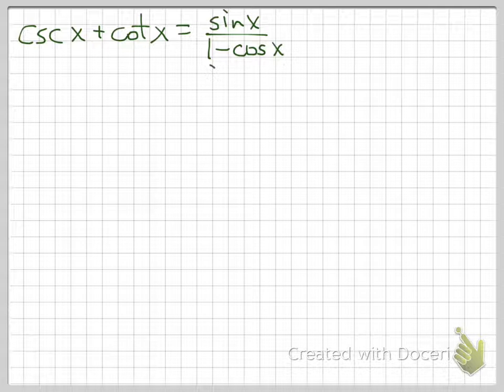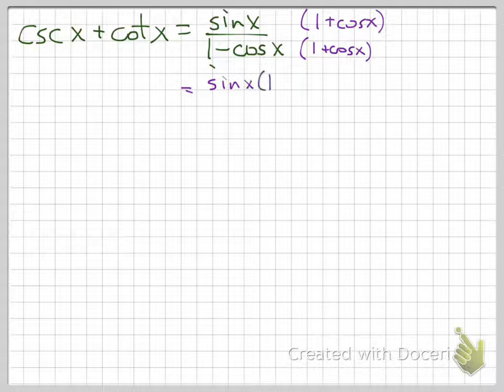Now looking at the right-hand side, I have 1 minus cosine x in the denominator. I can multiply the top and the bottom by 1 plus cosine x, and this is the conjugate to the denominator. And this is going to get sine x times 1 plus cosine x over the difference of squares, which is 1 minus cosine squared x.